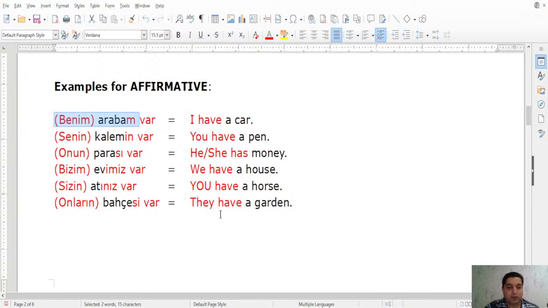For example, if your friend tells you, let's go by bus, you can say arabam var, right? I do have a car. I have a car. So arabam var. Benim arabam var. So you see, we have the possessive structure, first part, and second just var. Senin kalemin var. You have a pen, right? Senin kalemin var. You have a pen. So whatever you see in red is the have structure, okay? Benim var. You see these three things. Benim var means I have.